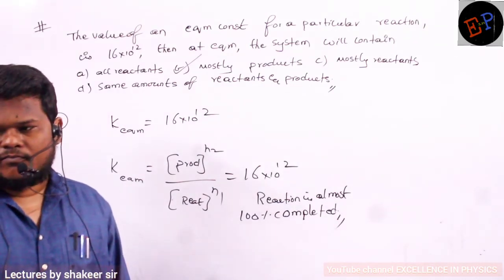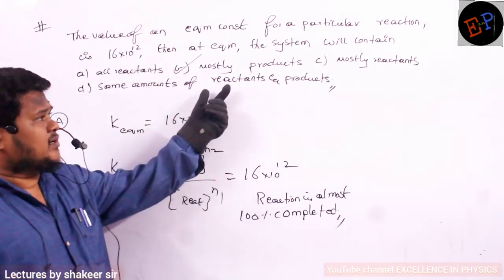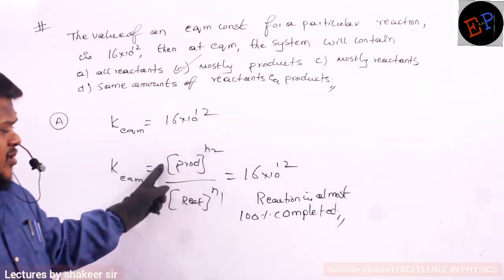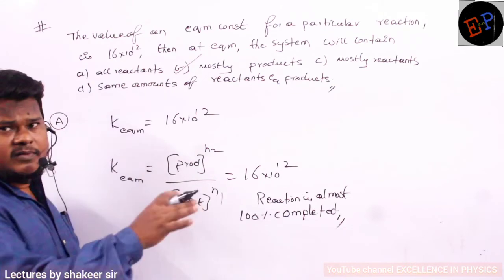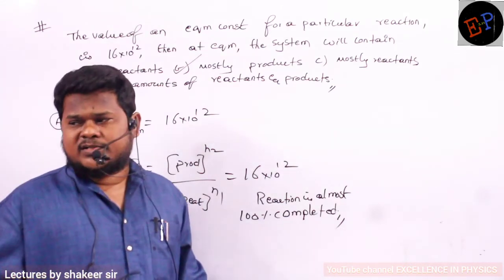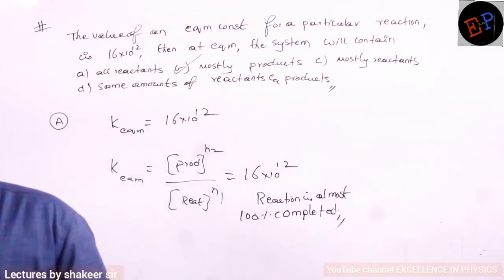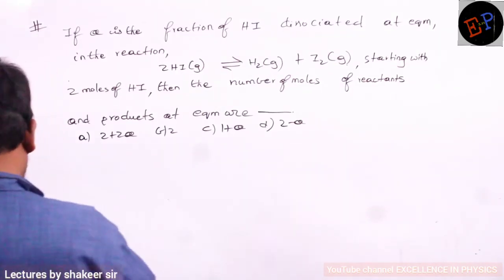Mostly products or mostly reactants, sir? Mostly products, and the reactants are almost completed. Reactants have become almost zero. In the numerator, what do you have, reactants or products? Products are there. It means all the reactants have dissociated and now only products are there. Then only the numerator will be larger, then only our K value will be larger. Clear? That's it.